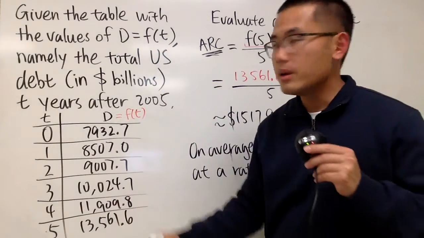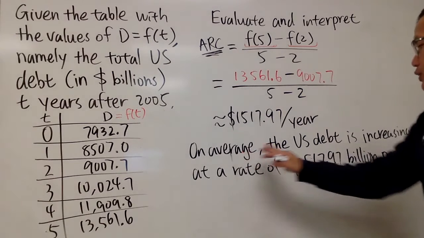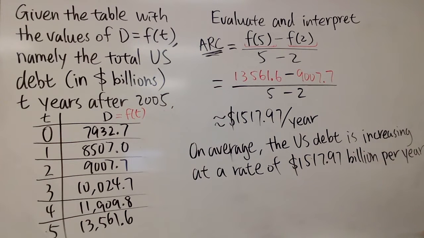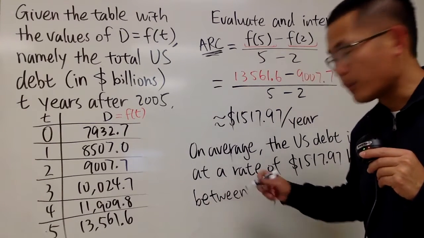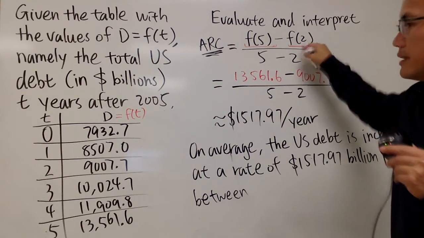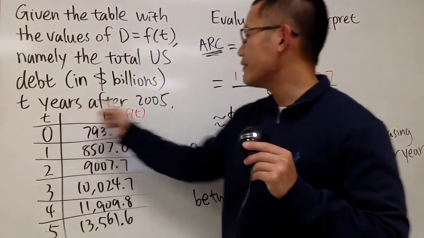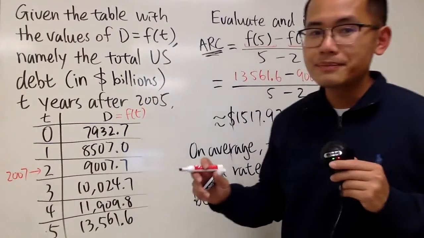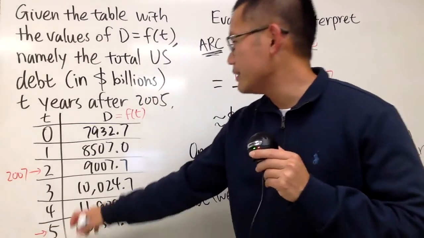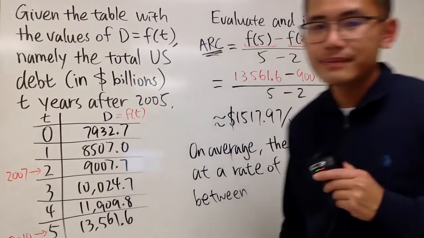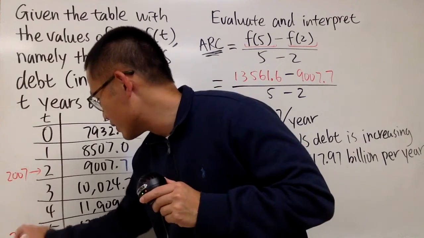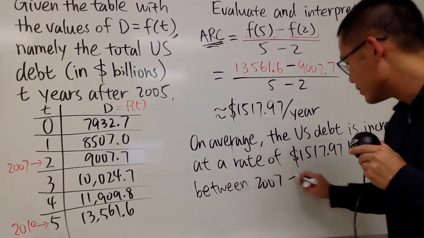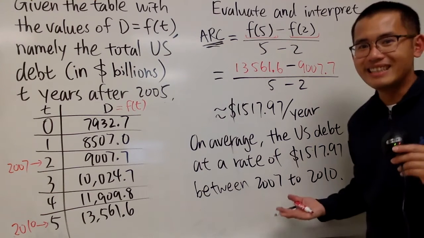And again, this D right here is in billions, so you have to write down the word billion. So on average, the US debt is increasing at the rate of 1,517.97 billion per year between, and we also have to mention which years we are talking about. When t is equal to 2, the 2 means 2 years after 2005, which is the same as saying 2007. And likewise, when you have the 5, add the 5 to that, so we have 2010. So let me write it down higher for you guys. This is 2010. So I will write this down: between 2007 to 2010. Just like this. And that's it.